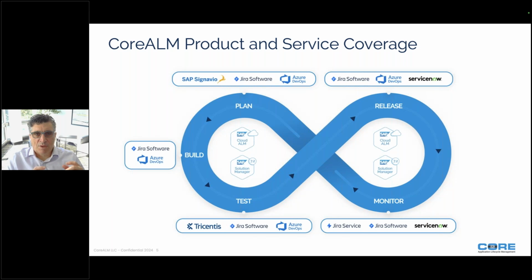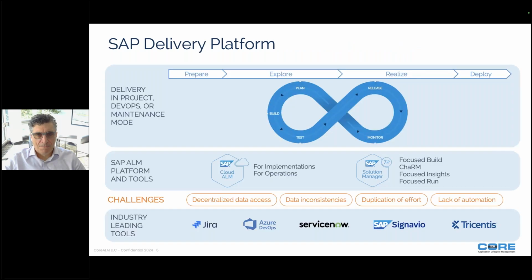Could be for testing with either manual test orchestration, test automation, or test case management. And then, of course, release management, taking care of transports and dealing with that as part of an overall change process. And then, of course, business process and technical monitoring is also part of it. We use, of course, SAP ALM tools, as well as other applications that go well with SAP, such as Jira, Azure DevOps, ServiceNow, as I've mentioned before, but also Tricentis, Signavio, and other applications like that.